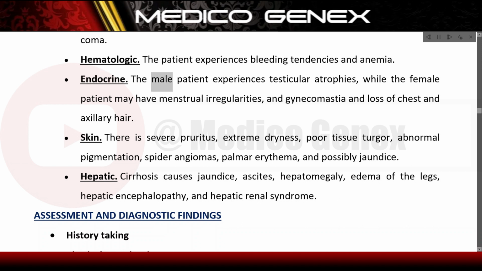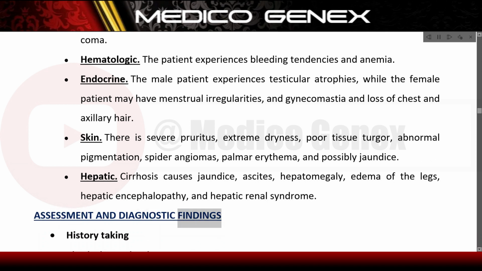Endocrine. The male patient experiences testicular atrophy, while the female patient may have menstrual irregularities, and gynecomastia and loss of chest and axillary hair. Skin. There is severe pruritus, extreme dryness, poor tissue turgor, abnormal pigmentation, spider angiomas, palmar erythema, and possibly jaundice. Hepatic cirrhosis causes jaundice, ascites, hepatomegaly, edema of the legs, hepatic encephalopathy, and hepatorenal syndrome.